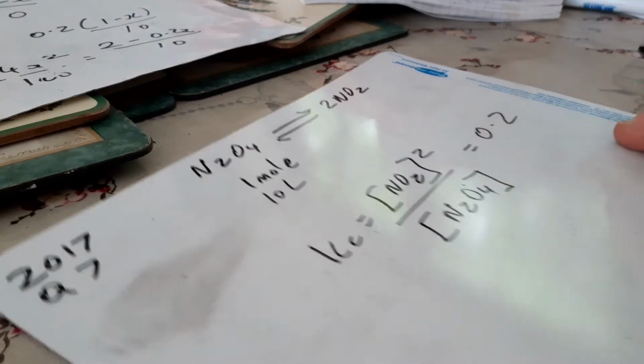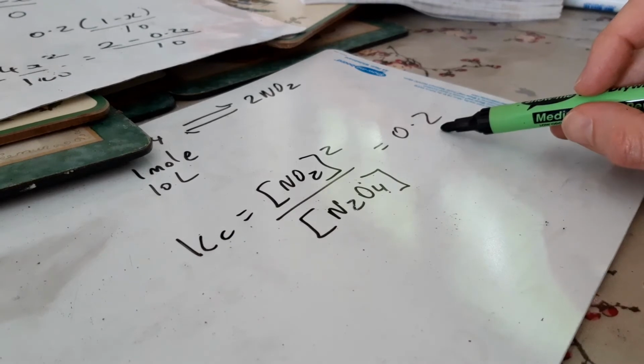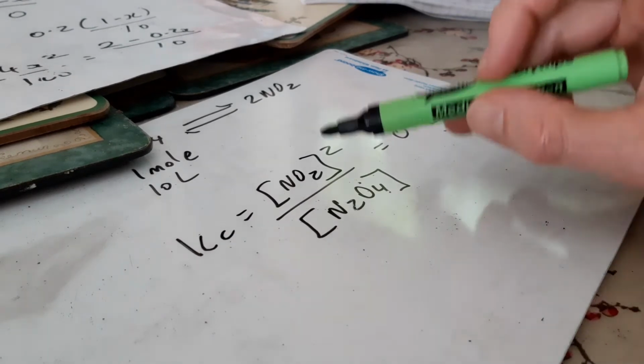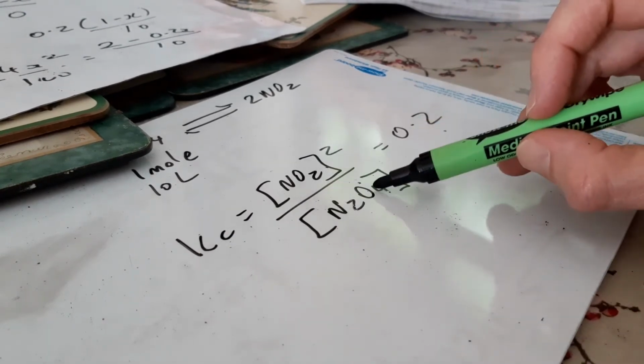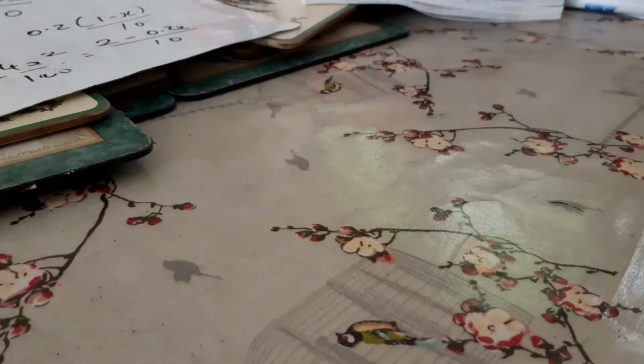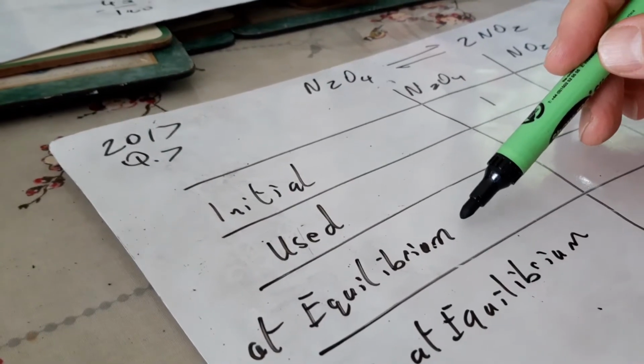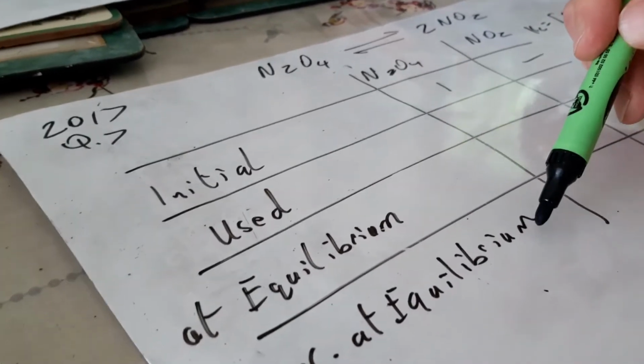Okay, so what does that mean? Basically, they've given us Kc, which is 0.2. That's in the question. You can see that. And we're basically asked to calculate this value and this value. So I'm going to try and show you how to do that today. All right. So we're going to start exactly the same as we did before. This is just the table drawn out. We have initial, we have used, we have the equilibrium amount, and we have the concentration at equilibrium.